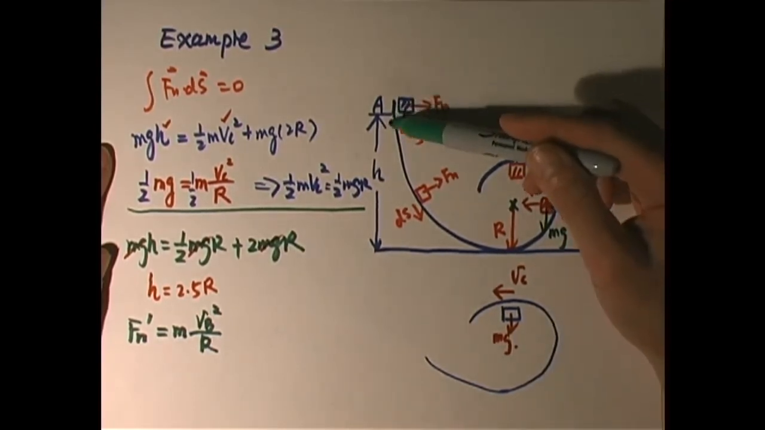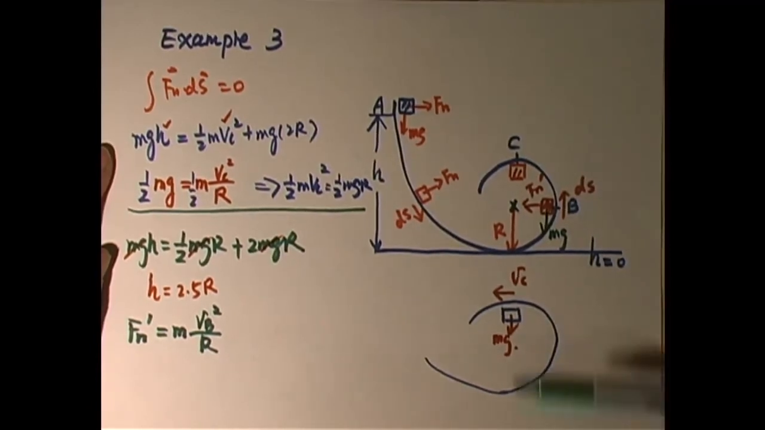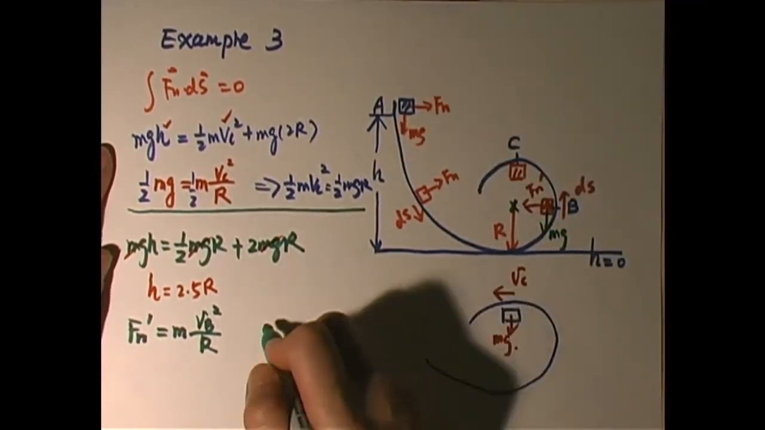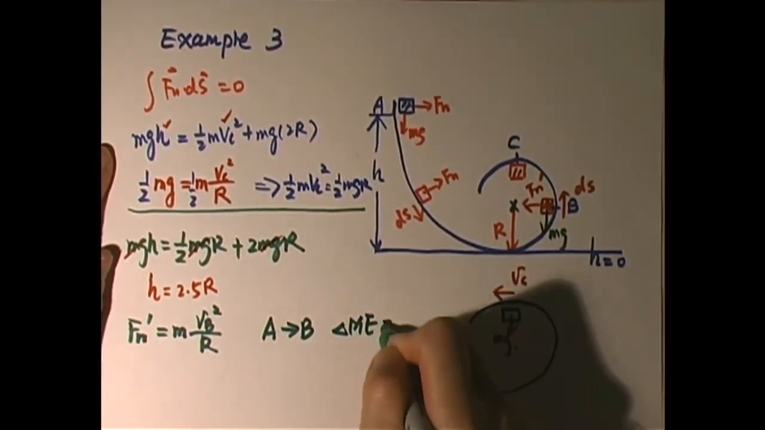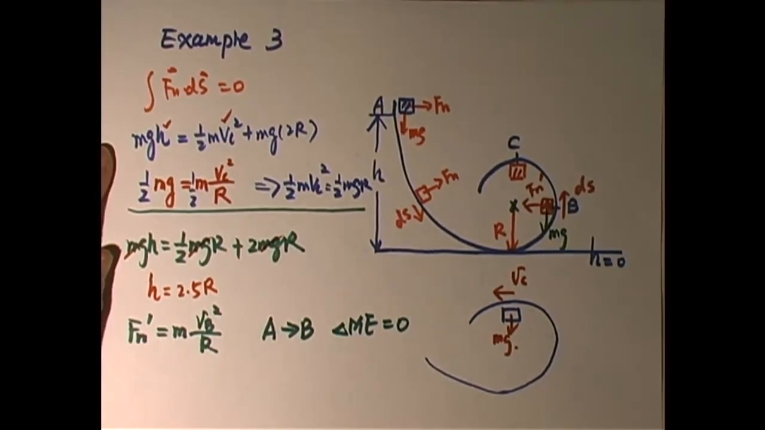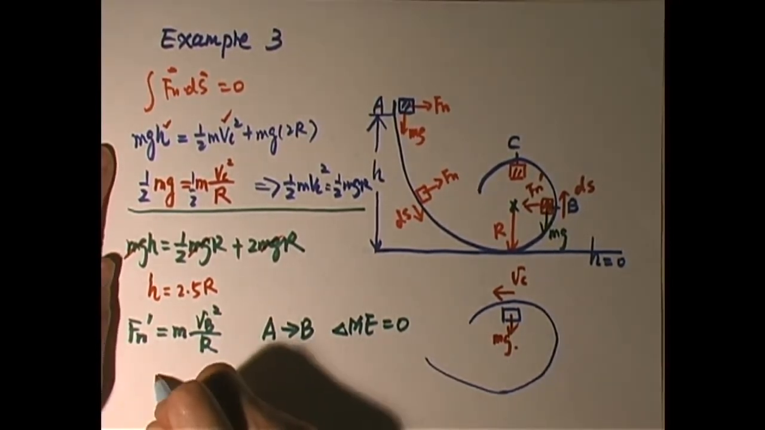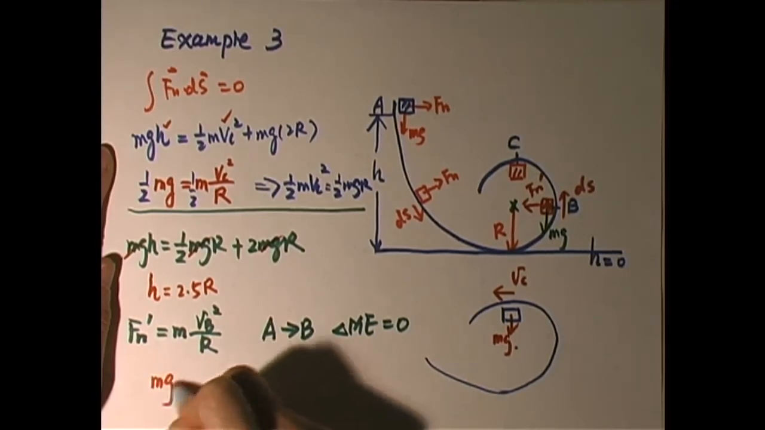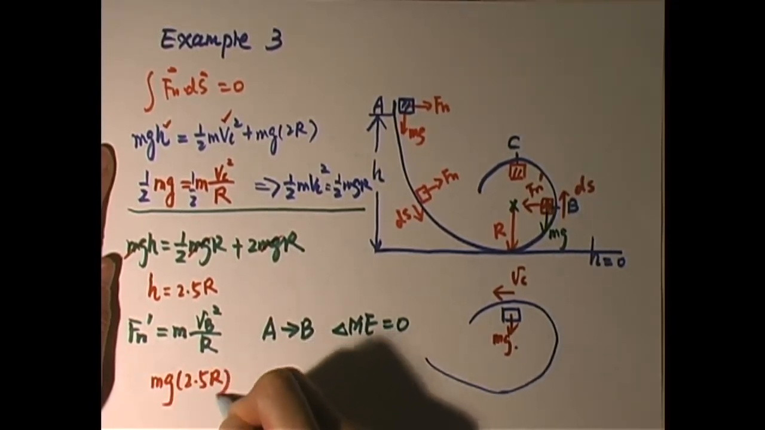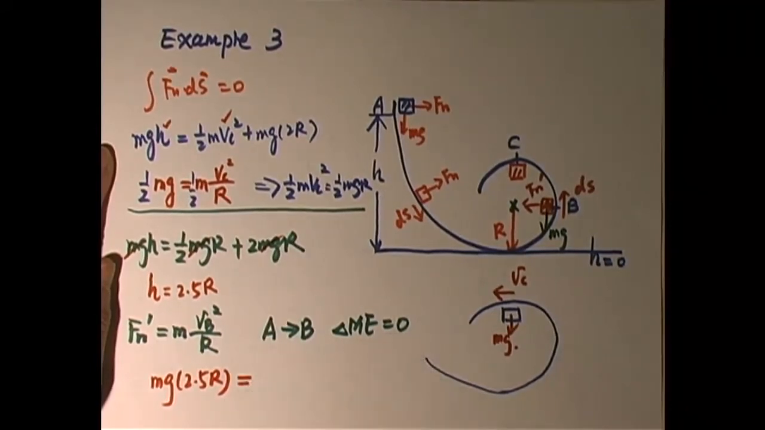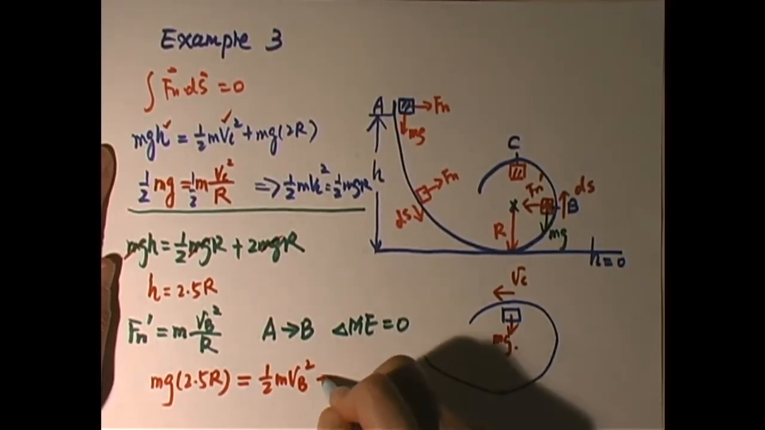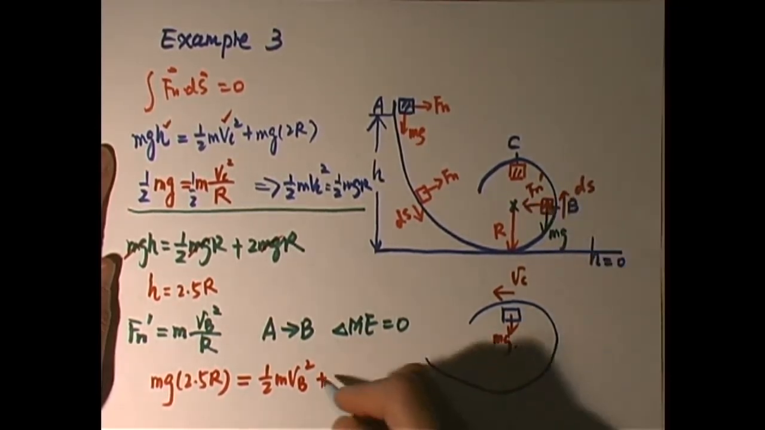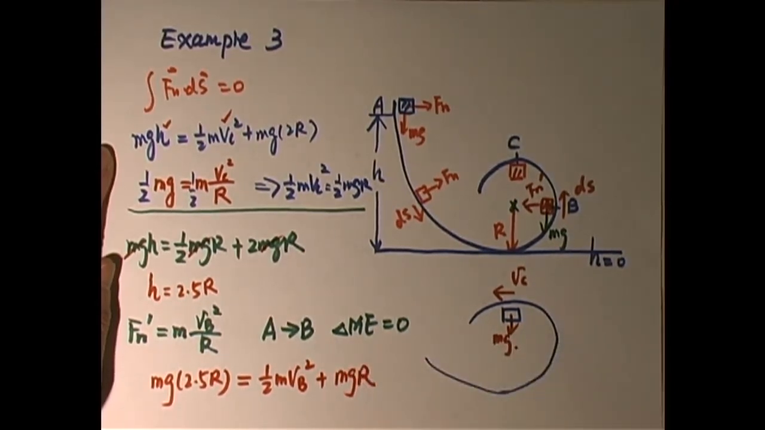Obviously, from A to C, mechanical energy is conserved. From A to B, mechanical energy is also conserved, so delta ME equals 0. When that happens, initially we have mg of 2.5r, because that's where we start. At point B, we have 1/2 mvb squared, that is kinetic energy, plus the height. Right here, we are 1r above the h equals 0 line, so mgr is the gravitational potential.